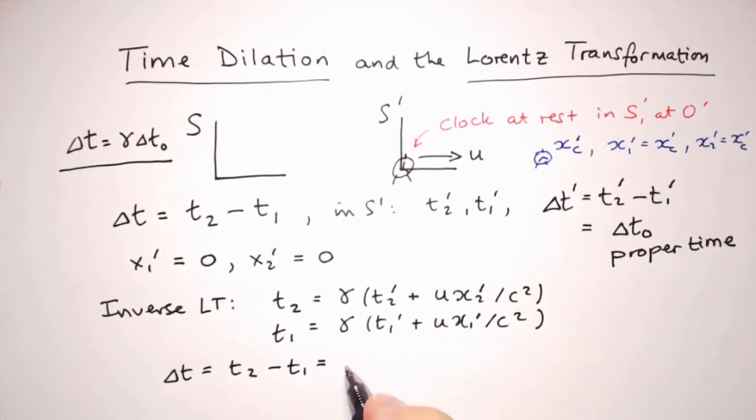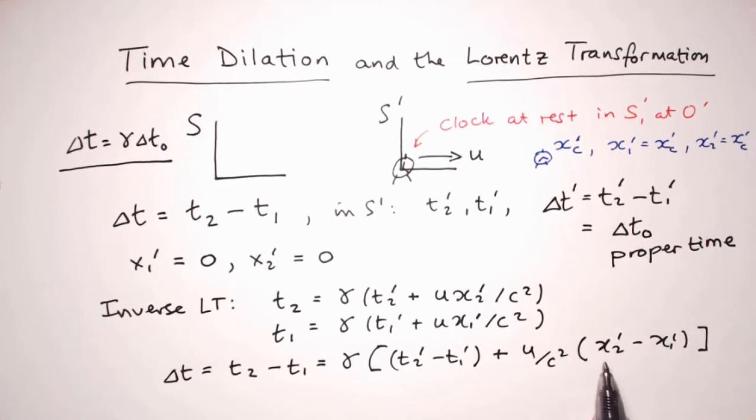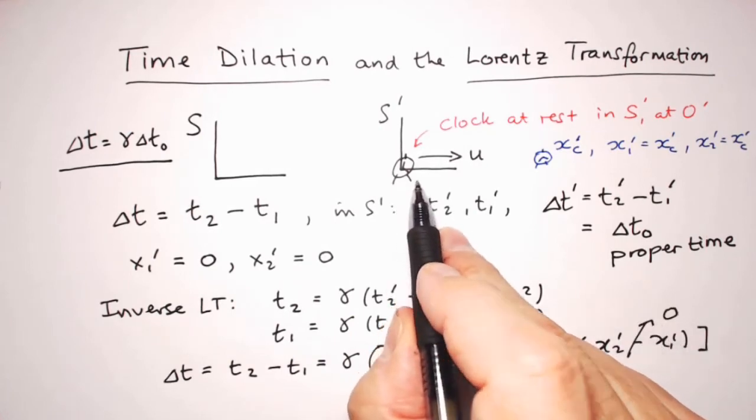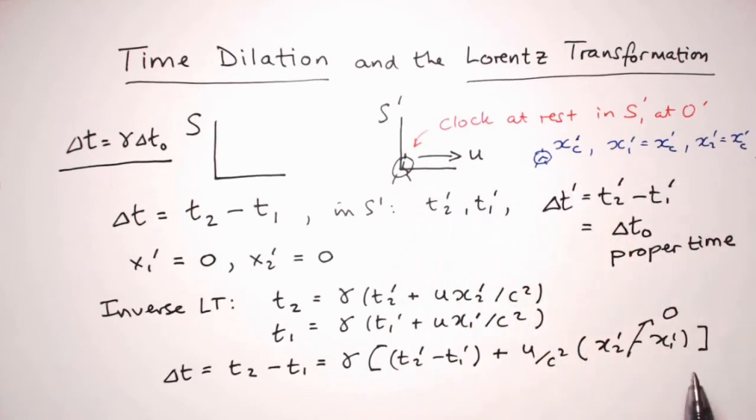We can see from here there's a common factor gamma. Then we have t2 prime minus t1 prime, which I'll group, and then we have u over c squared times x2 prime minus x1 prime. Now, because x2 prime and x1 prime are both 0, this is 0. It would also be 0 if the clock were not at the origin, but at this other position at which it's stationary, so that x1 prime and x2 prime are equal, in which case they would subtract to give 0. Therefore, delta t is equal to gamma times t2 prime minus t1 prime, which is delta t prime. This term here is 0.